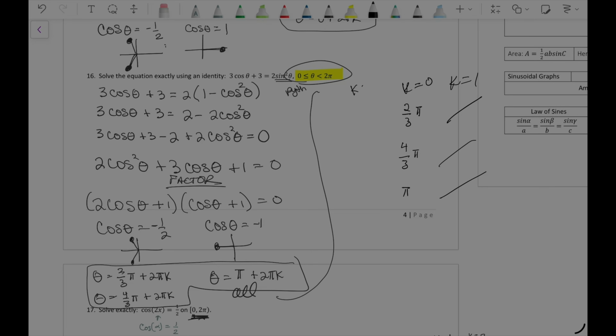If k is negative, take a peek. For this first one here, we would be subtracting 6/3, which would give me a negative 4/3. That's 2 pi, and that's too small. The next one would be giving me a negative 2/3, which would be too small. The next one would be giving me negative pi, which is also too small. So these are the 3 solutions that we would get in this case.